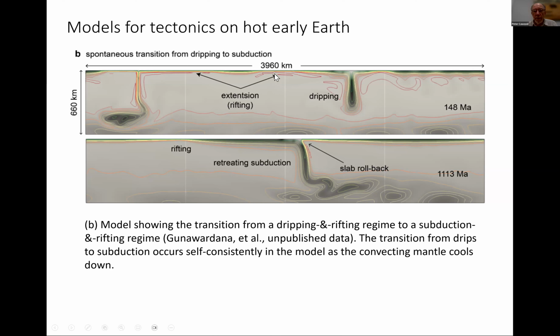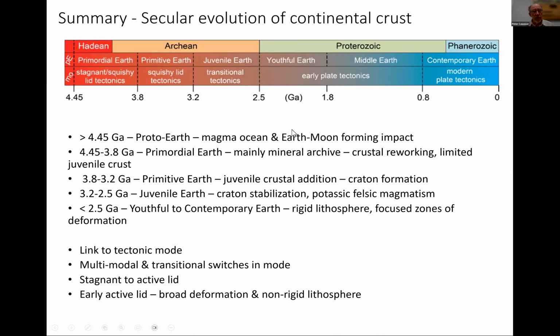In this earlier diagram, where we've got extension and dripping, we have a rifting type situation going on, but the lithosphere in between is highly variable in its lateral velocity. And that indicates that it's being thickened and thinned as it's moving laterally. So there's this broad zone of deformation, not a very sharp focused zone of deformation like we see in this diagram. So let's now start to bring this together and summarize what we have seen.